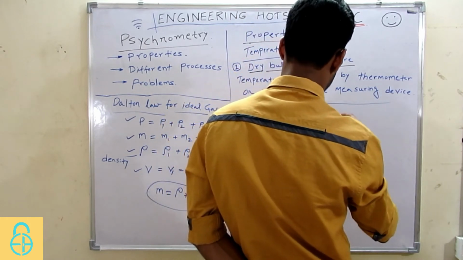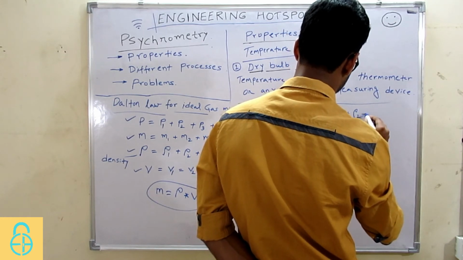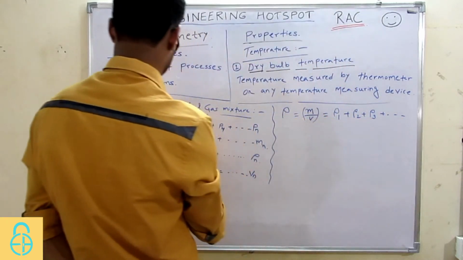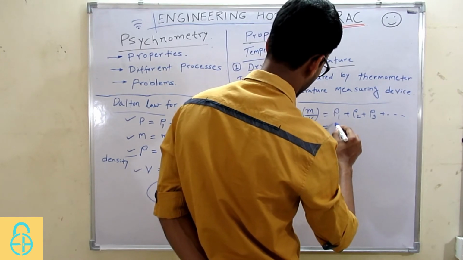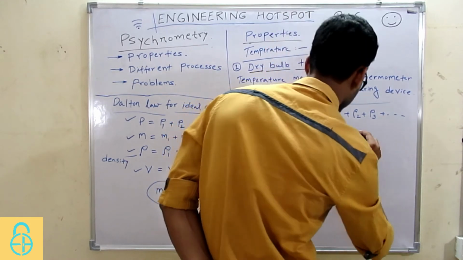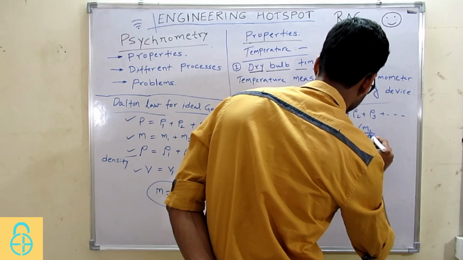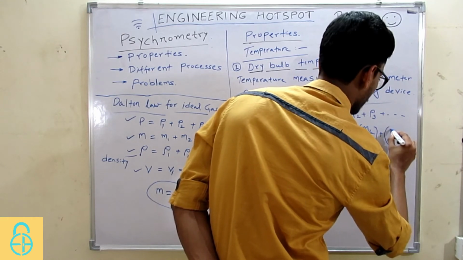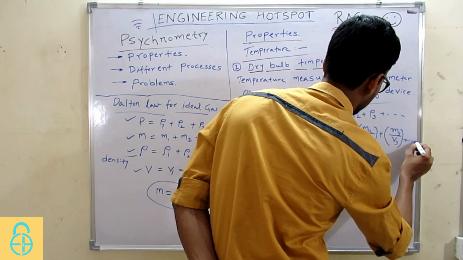And this we can write as rho 1 plus rho 2 plus rho 3, okay? This goes on according to this property. So for rho 1 you can write m1 divided by v1. For rho 2, you can write it as m2 divided by v2. For rho 3, you can write it as m3 divided by v3, and so on.